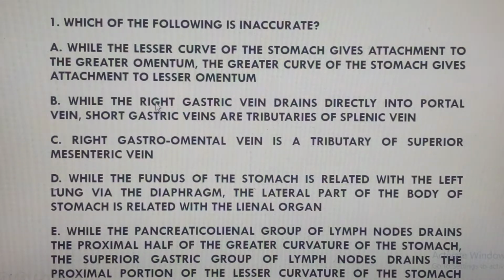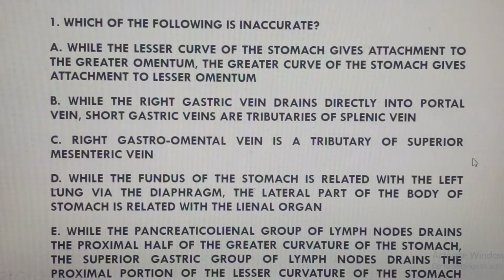However, if I take something like the right gastric vein and the left gastric vein, those ones will drain directly into the hepatic portal vein. Yes, that's a portal vein, that's true. Now, option C says, right gastro-omental vein is a tributary of the superior mesenteric vein. That's also a very true statement. I'll show you that.